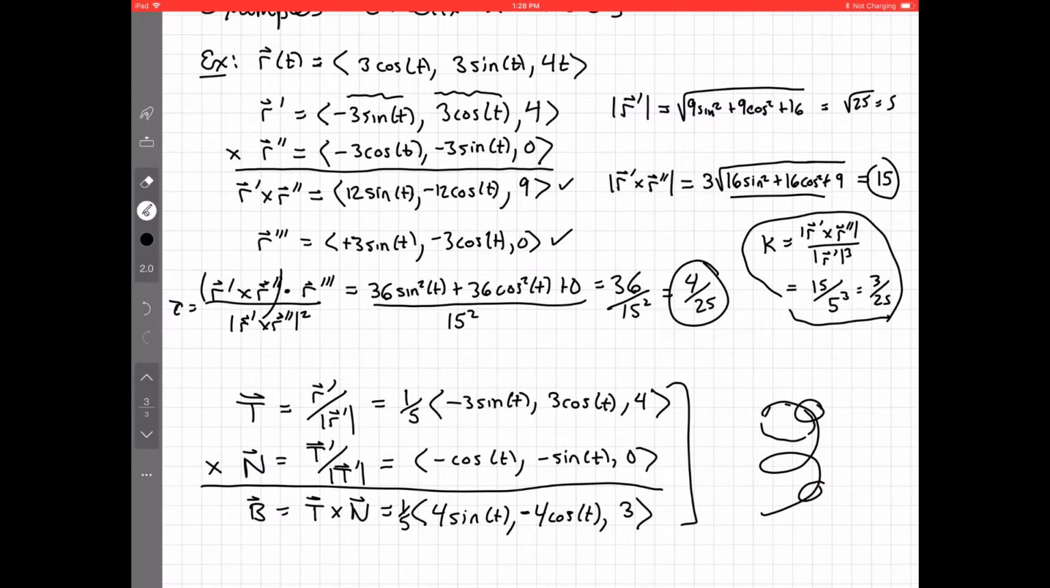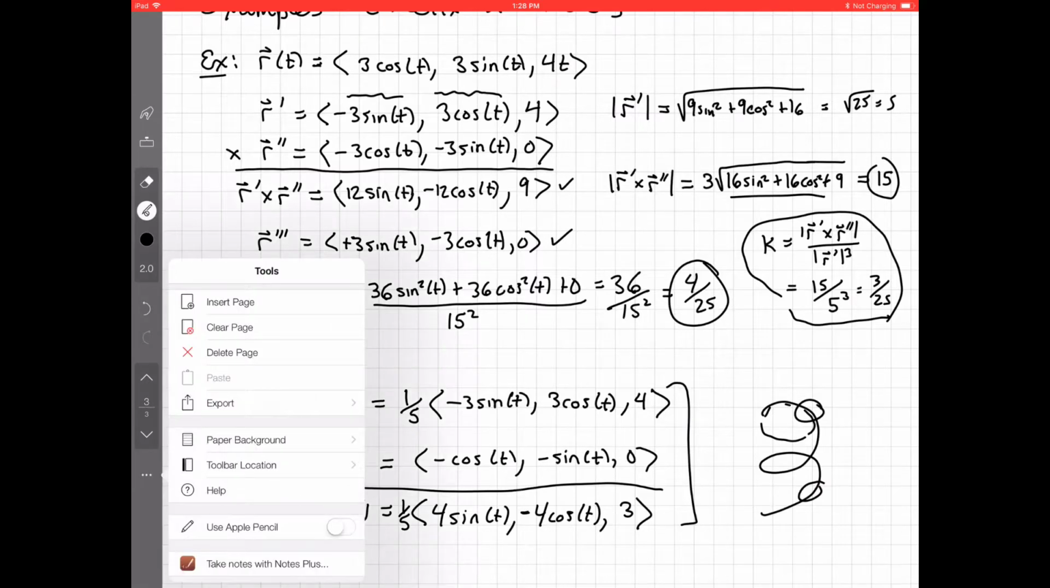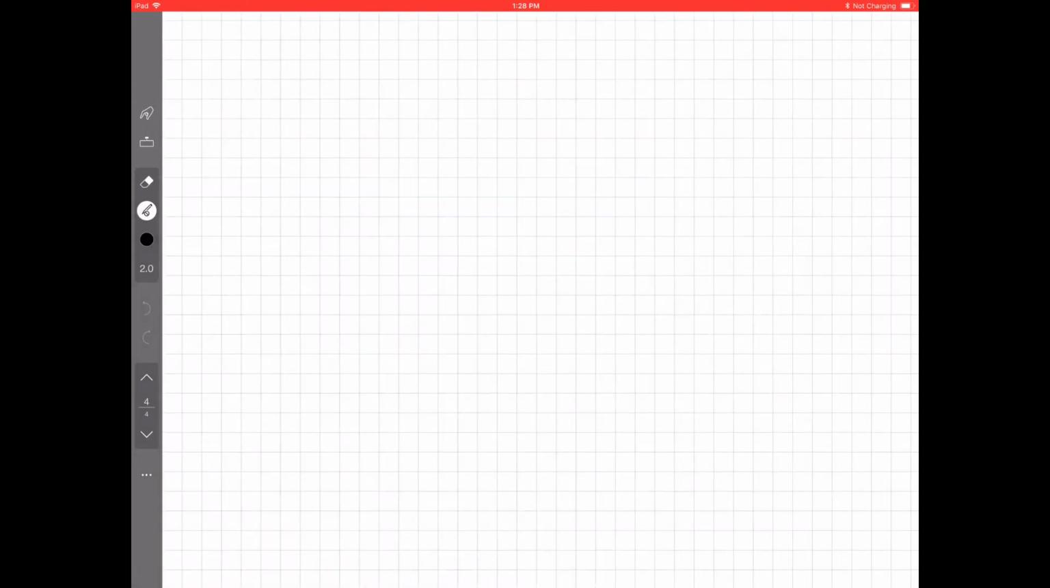Okay, let's move on to our second example. So we'll insert a page. All right, how about a circle? Let's just take a circle of radius 2. I'll center it at the origin, and we'll pad it out with a 0.